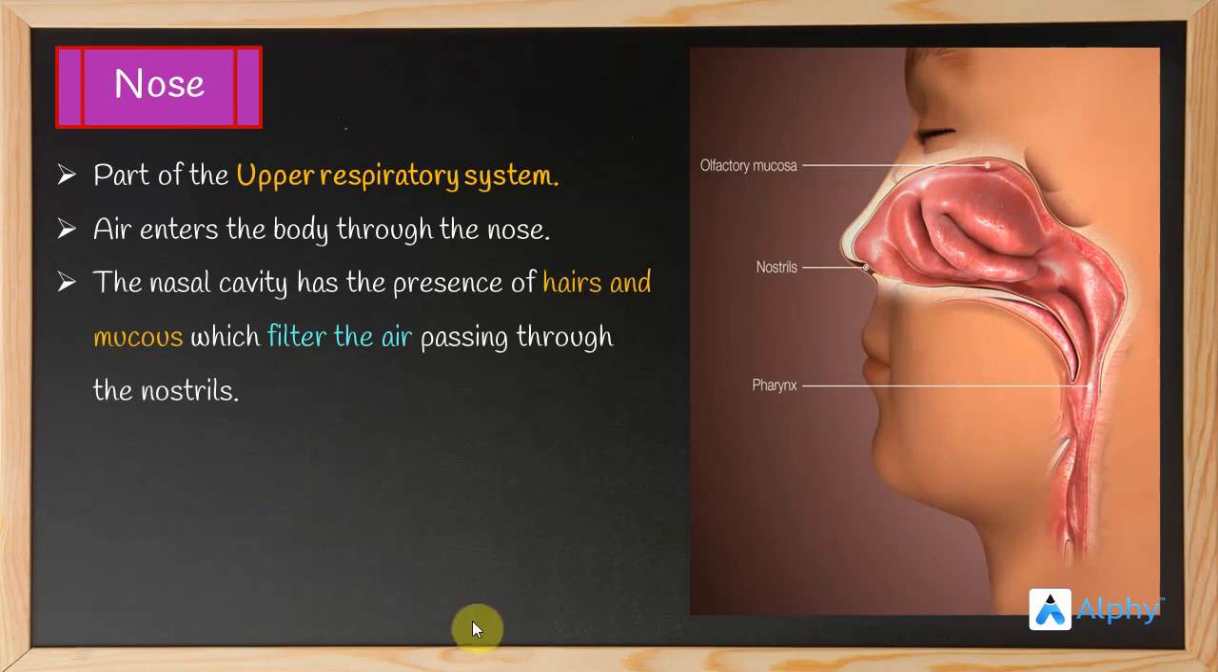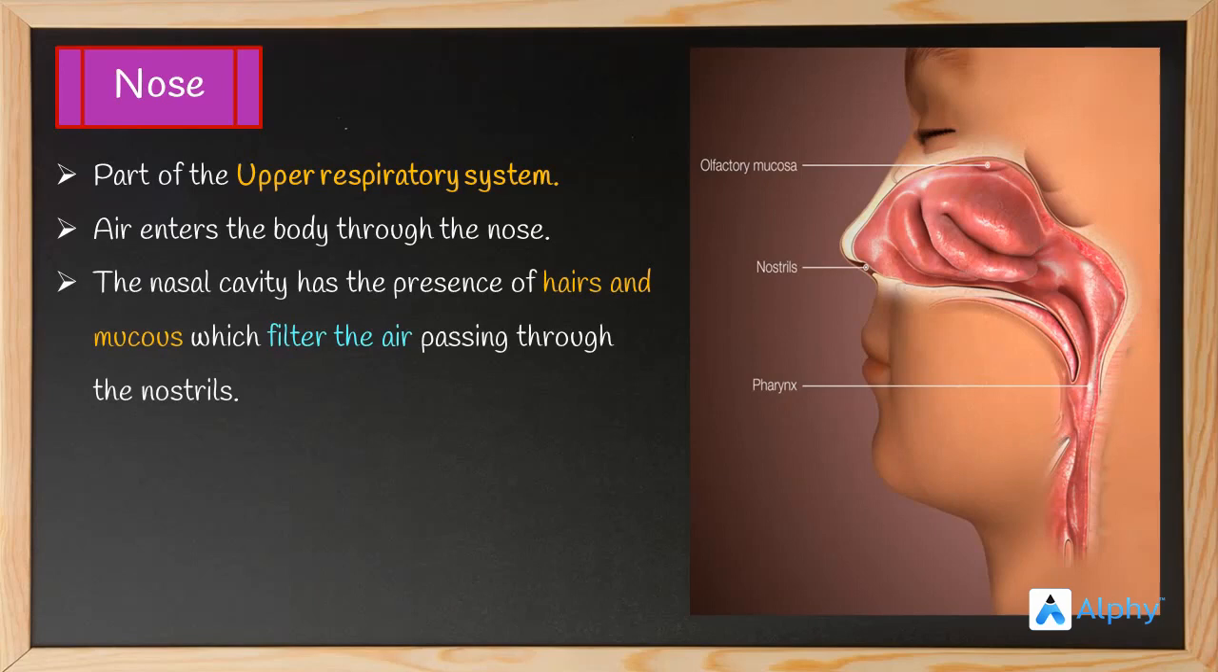The nostrils are shown in the picture as well. These are two holes, or two openings, present on the face, and the nasal cavity opens at our face through these two openings which we call nostrils.